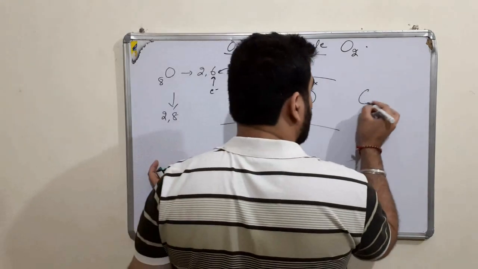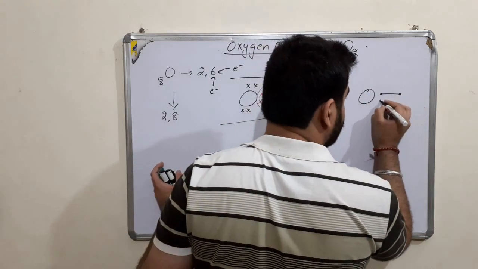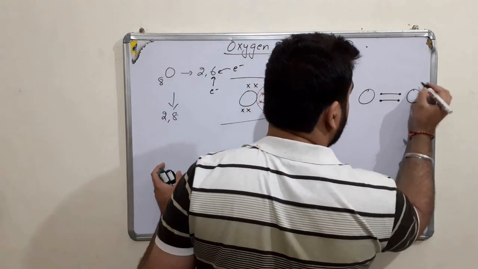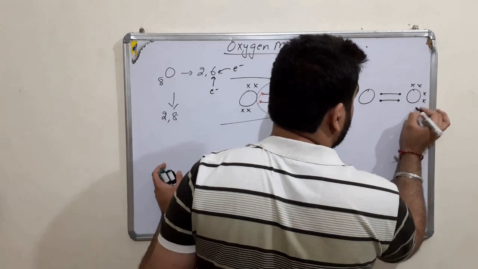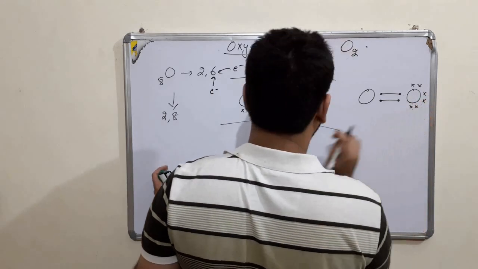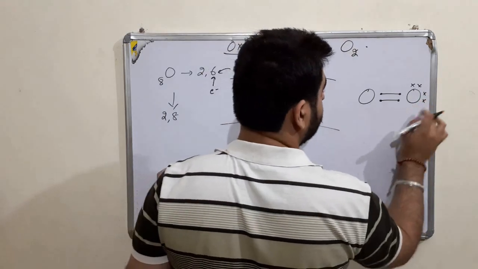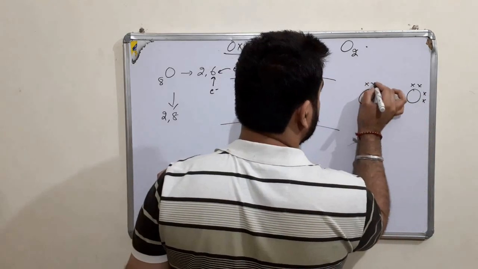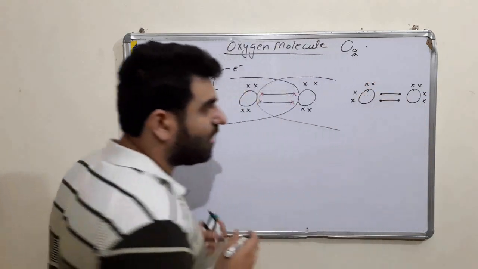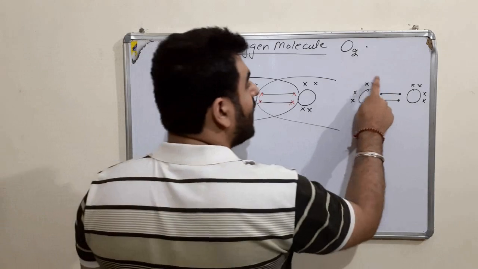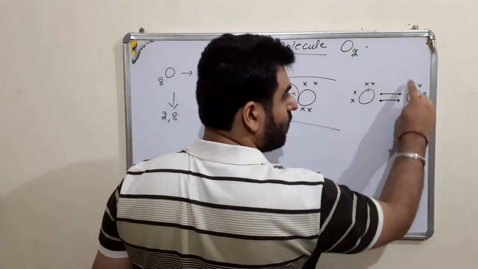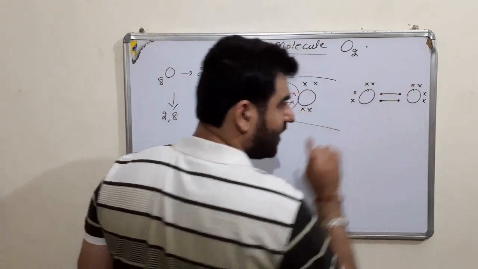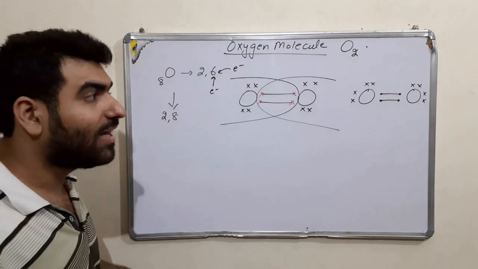So how do we write this? O, this electron to this electron, to this. O, 1, 2, 3, 4, 5, 6. How do we count? 1, 2, 3, 4, 5, 6, 7, 8. They have completed their octet.